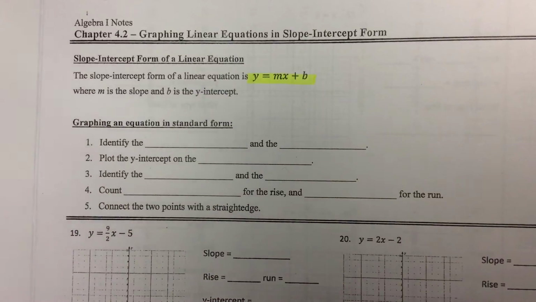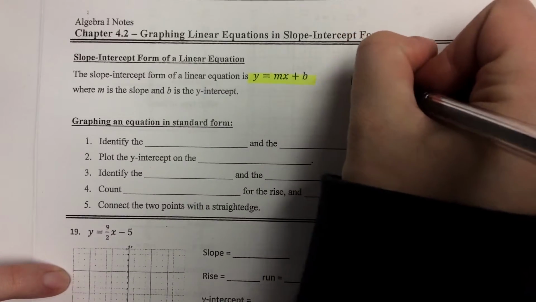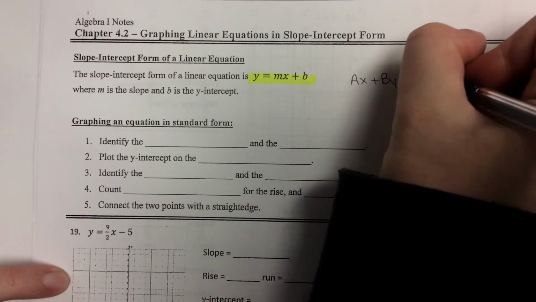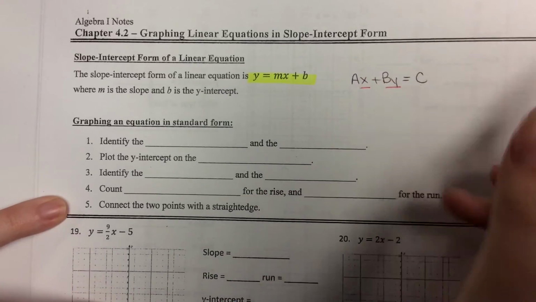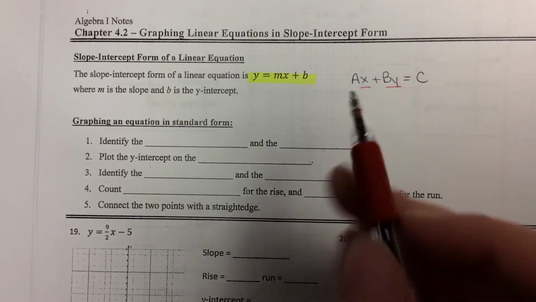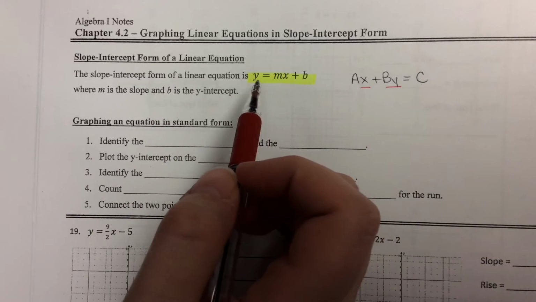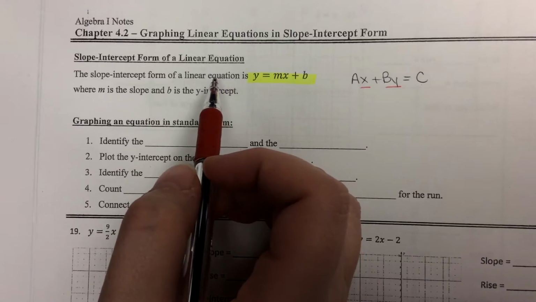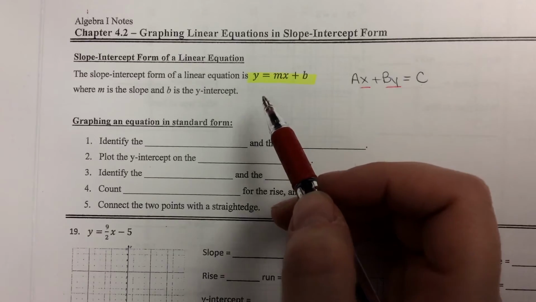Now, let's compare it to standard form. I'm going to write standard form next to it, okay? So in standard form, we had ax plus by equals c. Now, the difference here, like I told you in the last video, is that when it's in standard form, your x and your y are on the same side of your equation. So x and y are over here on the left side together. In slope-intercept form, that's not the case. Y and x are separated, okay? So you'll have y over on the left side and x over on the right side. So that's how you can tell the difference between these two.